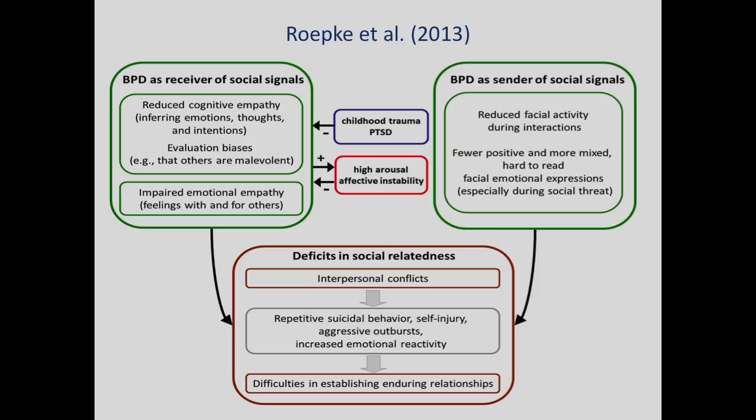So in other words, people with this disorder compared to others without have more difficulty inferring accurately others' emotional states, their thoughts, and their intentions. And there are also evaluation biases here, such that there's kind of a negative evaluation bias. So people with BPD tend to assume more negative things, more malevolent intentions, let's say, even in the face of neutral stimuli.